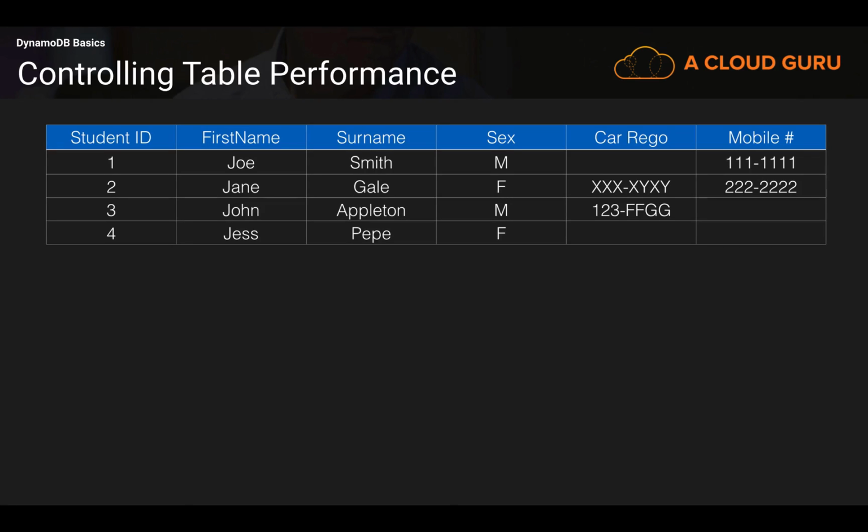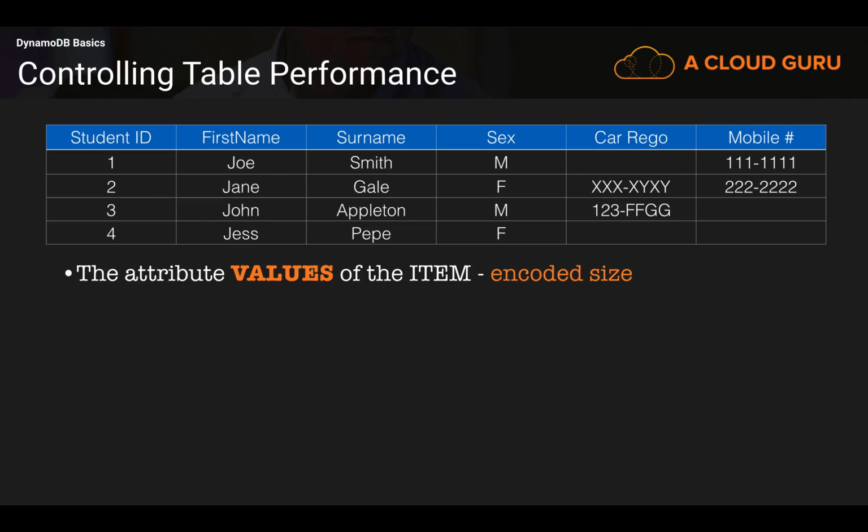For car registration and mobile number, though, we have two fully optional fields. Not every student will have a car, and thus not every item in the table will have this attribute. And while most students may have a mobile, not all will have provided it, and so it won't be recorded in every item in the table. So to calculate the total item size being read, you have to consider the size of the following elements. The attribute values for the item, i.e. for item 1, Joe in the first name, Smith in the surname, M in sex, and the mobile number in the mobile number attribute.